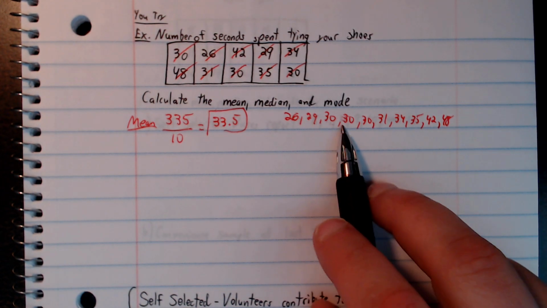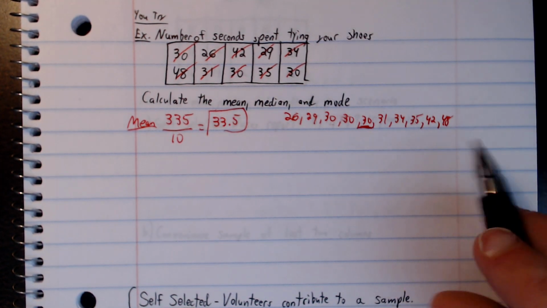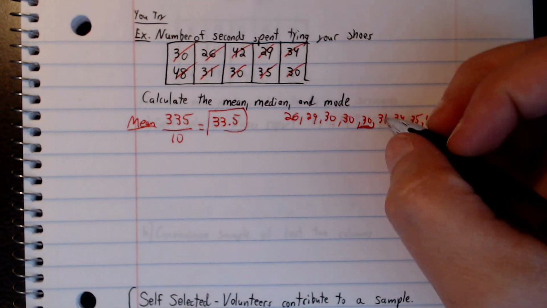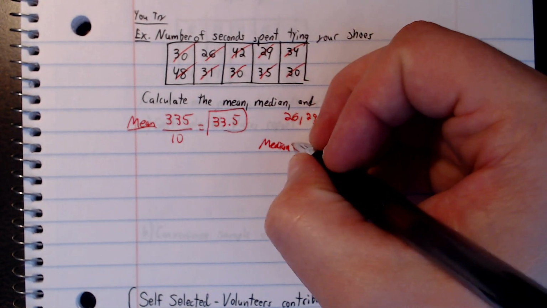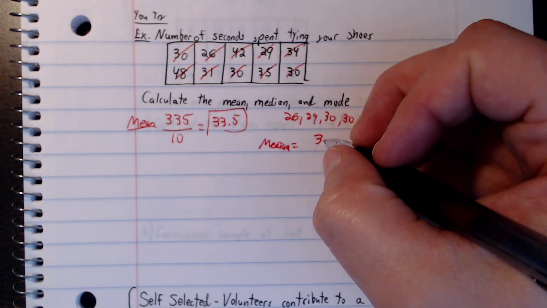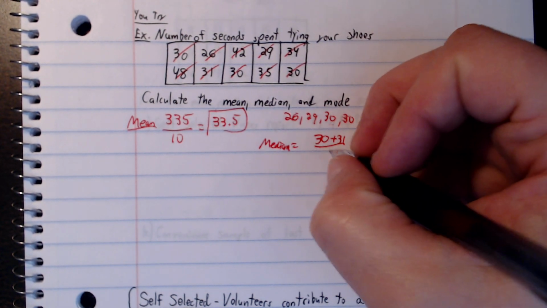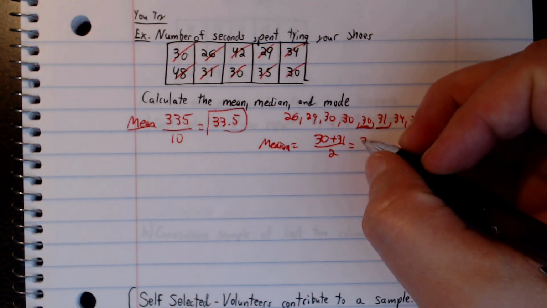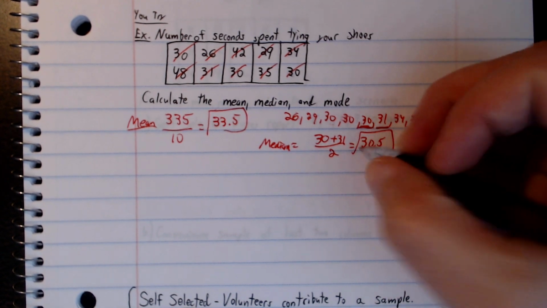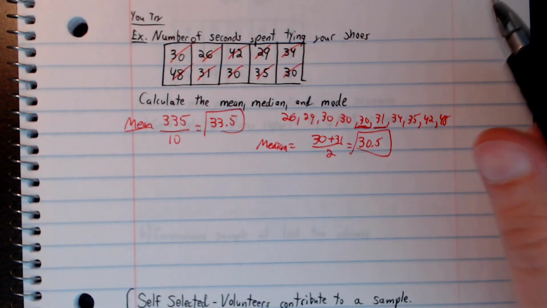1, 2, 3, 4, 5. 1, 2, 3, 4, 5. So here's a good situation for the median, where we get two different numbers. So we add up the two and then divide by 2, which gives us 30.5. You could have probably done that in your head; halfway between those would be 30.5.